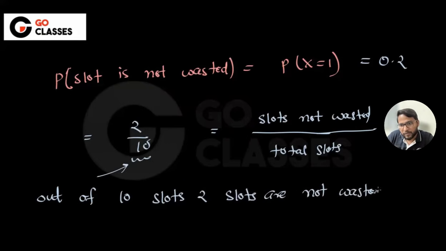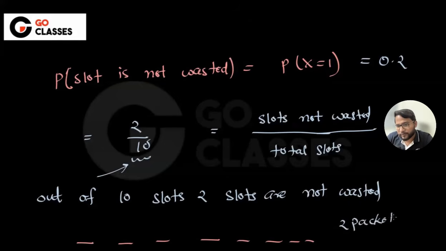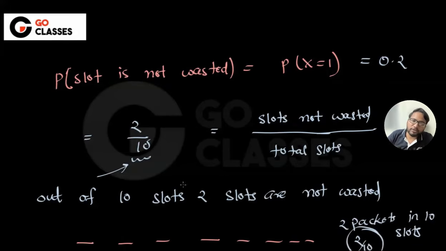Then what does this mean? It means that out of 10 slots, how many packets are you sending? If 2 slots are not wasted, then in one slot you can only send 1 packet. So you are actually sending 2 packets, right? So you are sending 2 packets in 10 slots. Which means packets per slot will be 2 upon 10. And this is nothing but throughput. So basically throughput in packets per slot is 2 upon 10.